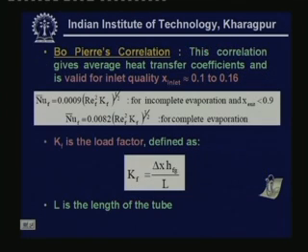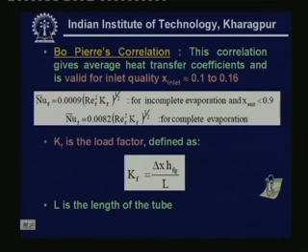We also have what is known as Pierre's correlation, which is normally used for refrigerants. This correlation gives average heat transfer coefficients and is valid for inlet quality X inlet varying between 0.1 and 0.16. That means at the exit of the expansion valve and at the inlet to the evaporator, the refrigerant quality should be between 0.1 and 0.16. The correlation is given here.